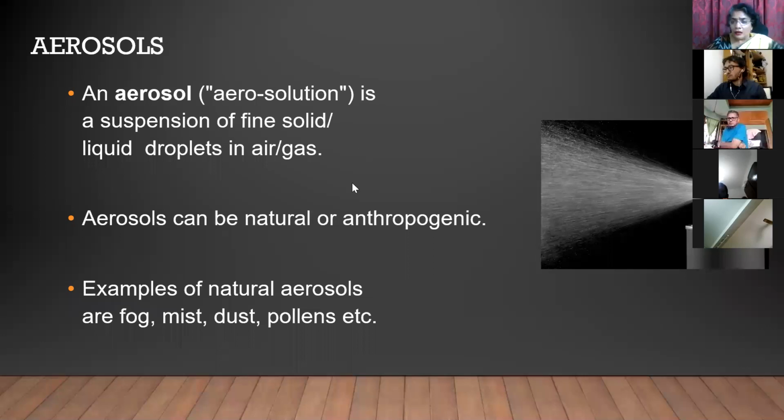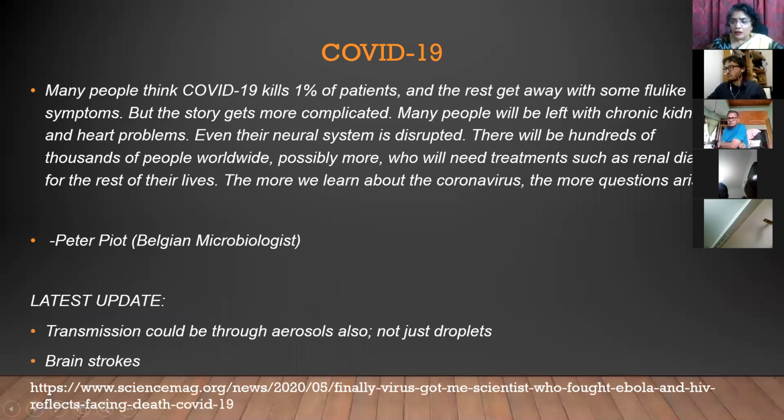Let's quickly come to COVID-19. Please do not take this as another case of a flu or influenza. It is not. This particular quote was recently given by Peter Piot, who's a Belgian microbiologist who has worked on various kinds of SARS and Ebola and survived, and who actually was struck down by COVID-19. He says this: Many people think that COVID-19 kills 1% of patients and the rest get away with some flu-like symptoms.